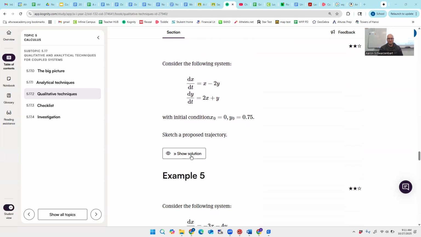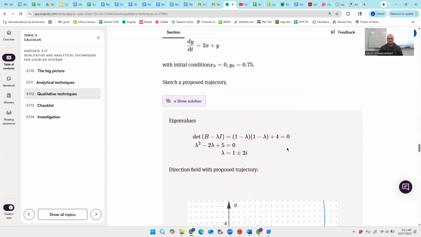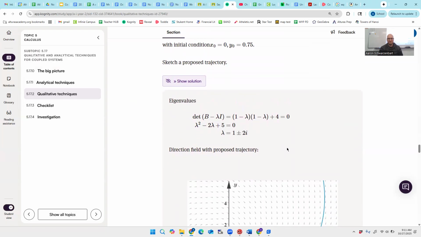This one, initial conditions, 0.75. You get complex eigenvalues. Okay? Which means it's curving. Which means it's a spiral. Complex eigenvalues mean spiral. This number right here is positive, which means it's spiraling out. If the real part of the complex eigenvalue is positive, it spirals out. If it's negative, it spirals in.